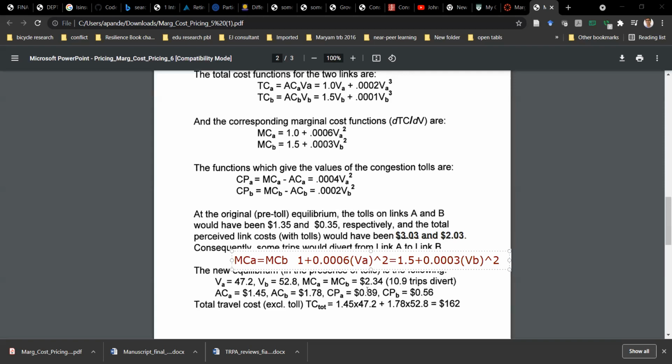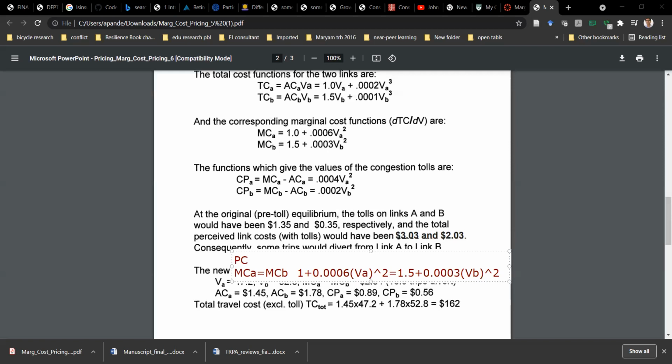Now what I want you to do is verify this equation. Take a few minutes to make sure that you could solve it. I know it's very similar to the last one, but I want to make sure that we're able to solve this thing. And you can also write this equation, same thing. I'm writing it as the marginal cost of route A being equal to route B, or you can write it as perceived cost on route A being equal to perceived cost on route B. Remember, that doesn't mean equal toll on both routes. It just means perceived cost on route A being equal to perceived cost on route B.